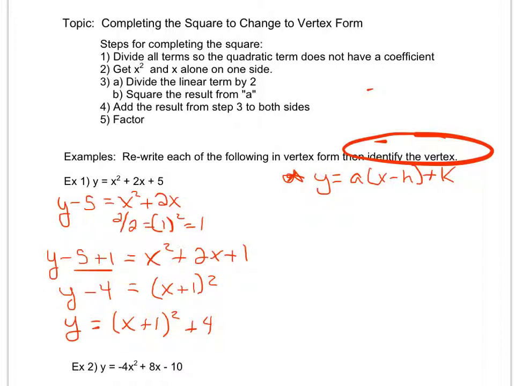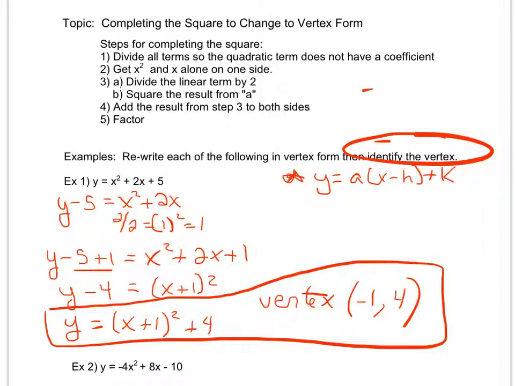So my vertex is going to be h comma k. So in order to match this equation, I would have had to have subtracted a negative 1 to get plus 1. So I'm going to say my h value is negative 1 and my k value being added on is 4.